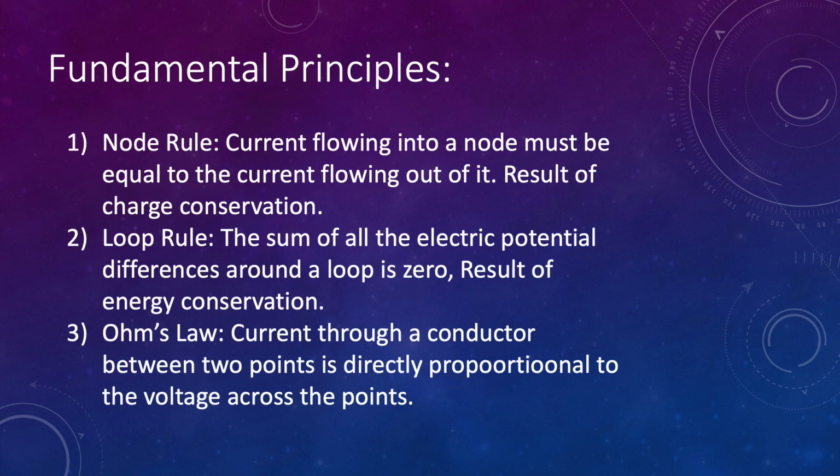First, node rule. Current flowing into a node must be equal to the current flowing out of it, a result of charge conservation. Second, loop rule. The sum of all electric potential differences around a loop is zero, a result of energy conservation. Third, Ohm's law. Current through a conductor between 2 points is directly proportional to the voltage across the points.